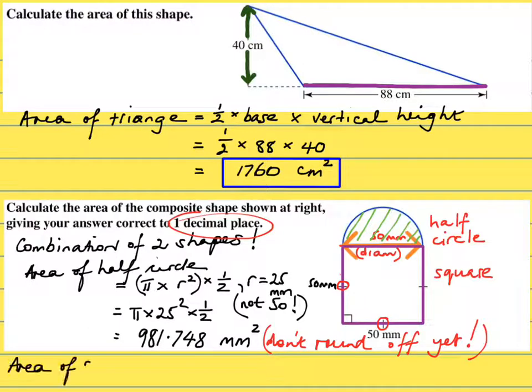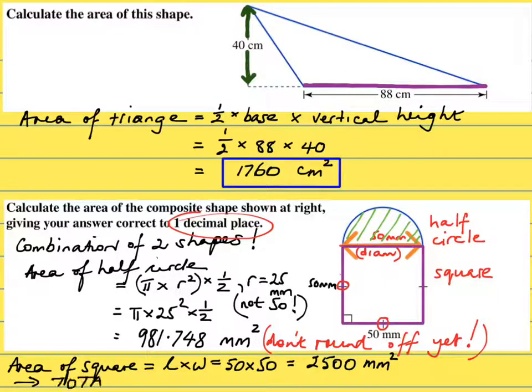Now let's do the square now. The area of the square is the length times its width. Okay, that's the formula for the area of a square. And that's going to be 50 times 50, which comes to 2,500 square millimetres. Now, we're going to add up the area of the square to the area of the half circle, and we'll get our total area. There it is. Now I'm going to add that up, and I get that.